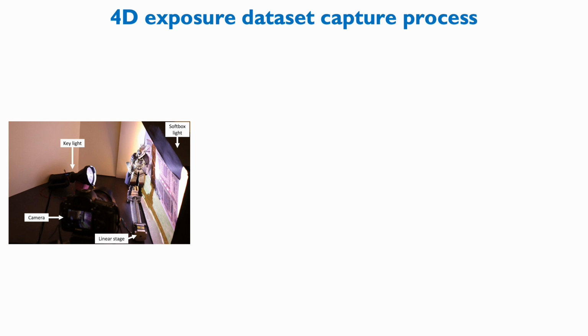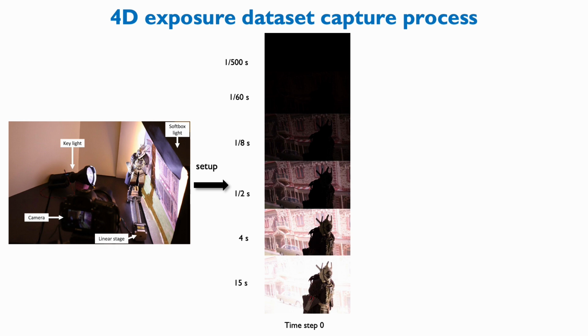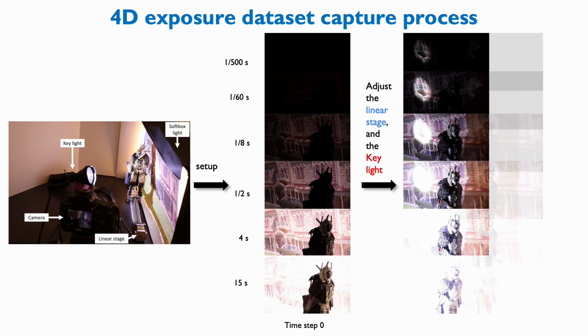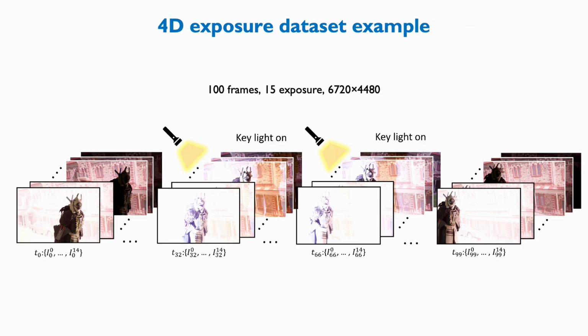We do this by using a stop-motion setup that consists of controllable stages and lights. We can use this setup to capture exposure stacks. Exposure stacks are images of the same scene captured at a range of exposures. For each scene, we capture 100 time steps using stop motion. For each time step, we either adjust the linear stage to move objects or lighting in the scene, or we adjust the lighting by turning lights on or off. For each scene, our 4D exposure datasets consist of 100 time steps at 15 different exposures.